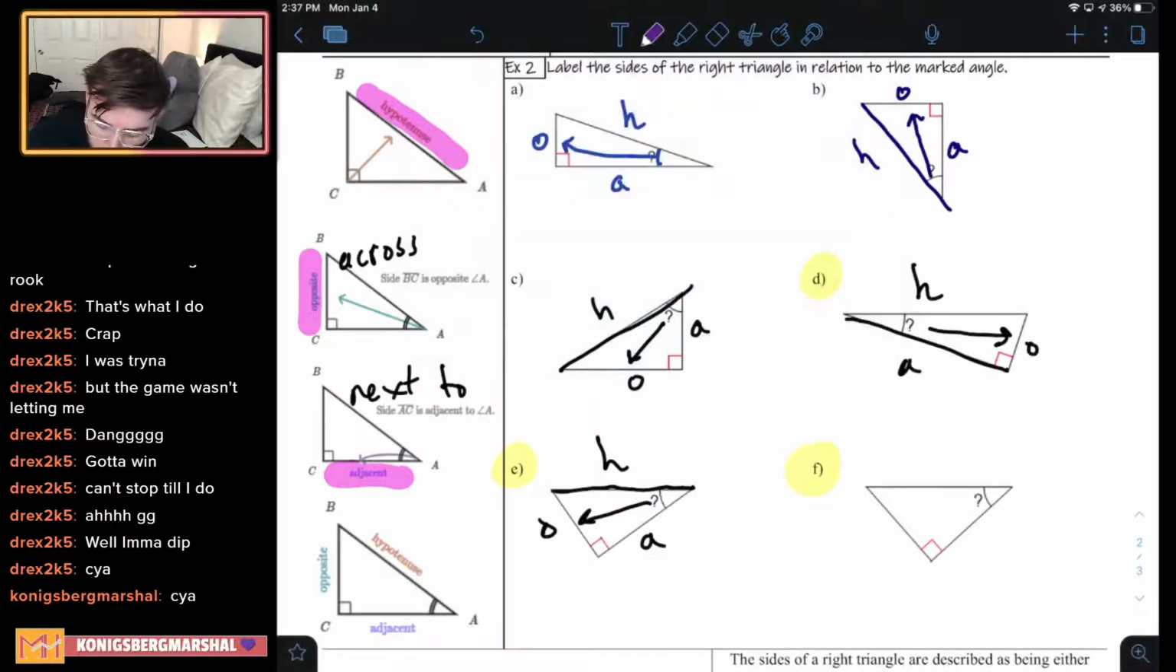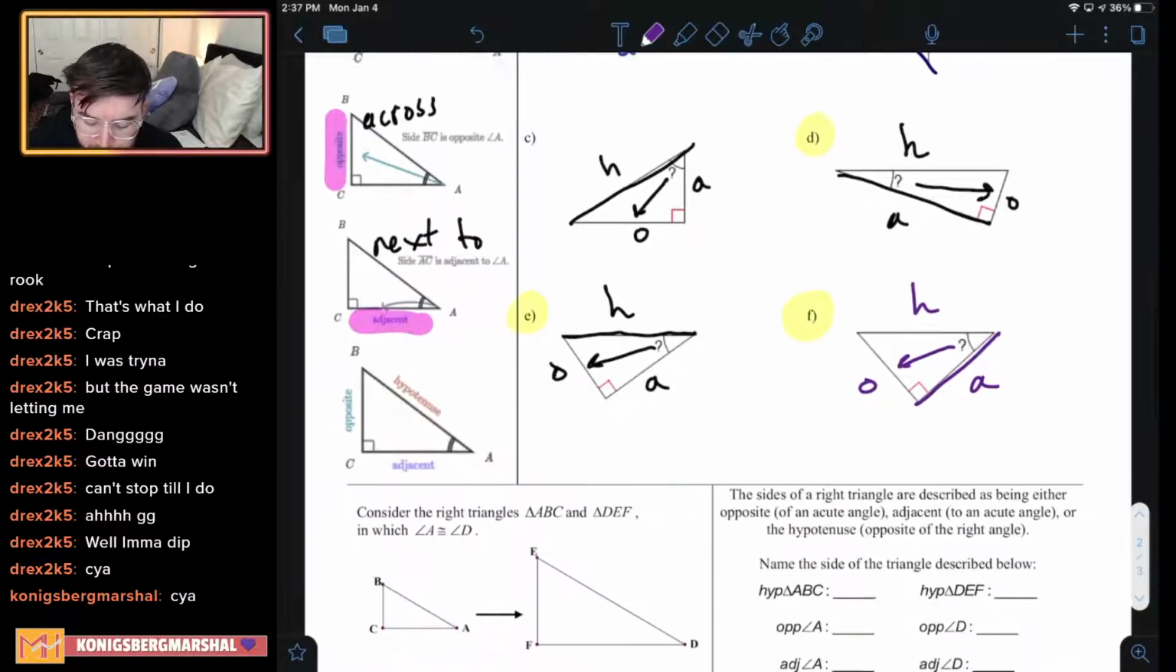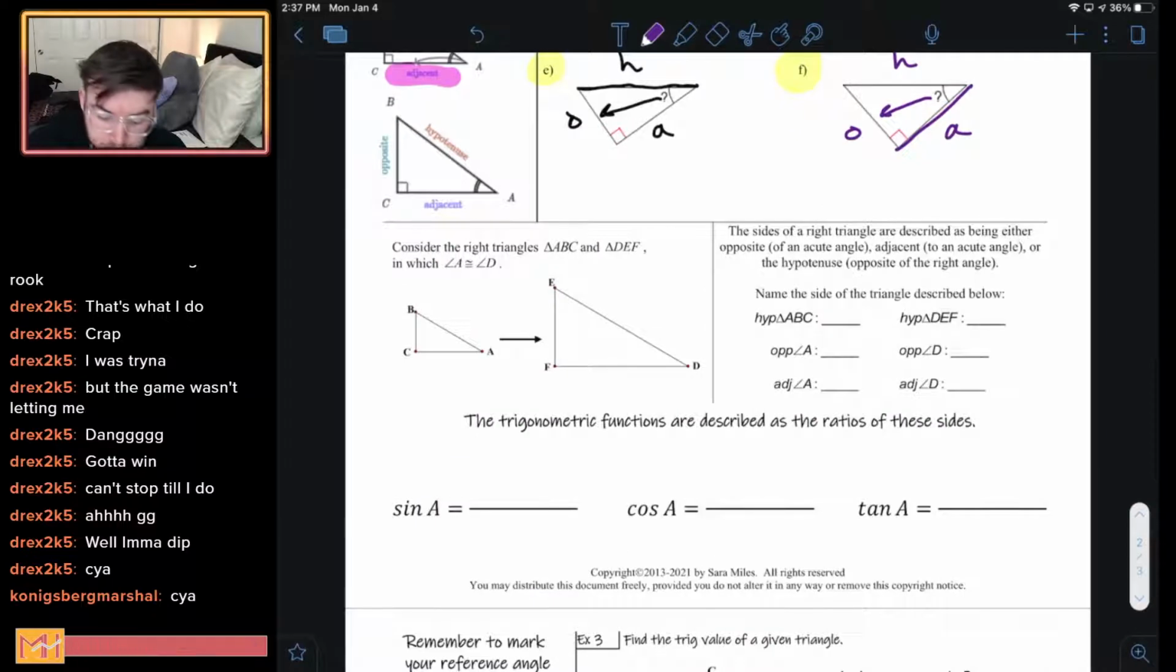And what side is this one right here? It's once again the adjacent. And the one across is opposite, and this is the hypotenuse. We're not solving for anything here. We're simply labeling. Those are super easy questions, right? At least I'd like to think so.